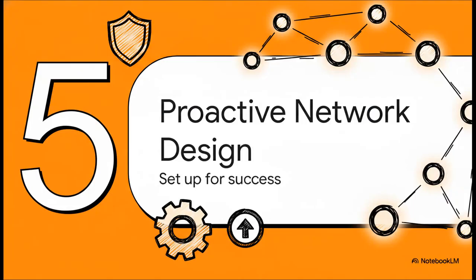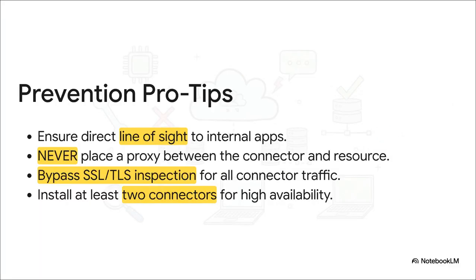Okay, so we've covered the big 3 things that go wrong and how to fix them. That's the reactive part. Now let's talk about being proactive. How do we design our network so these problems never even happen in the first place? So let's nail this down with some pro tips for success.